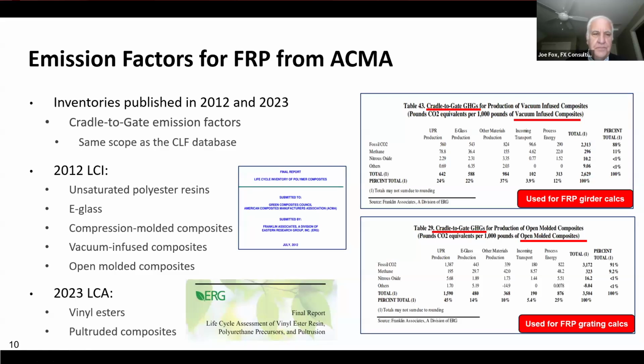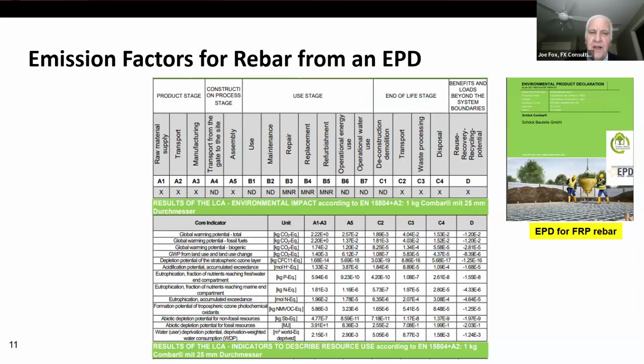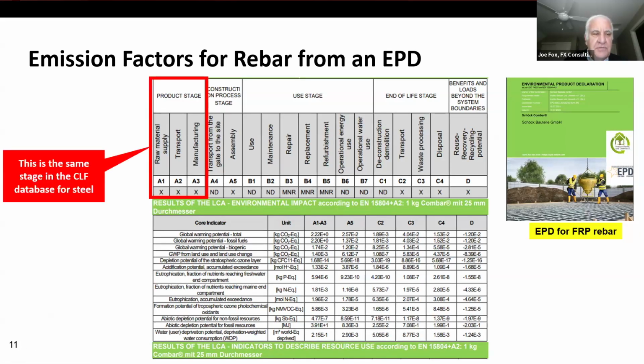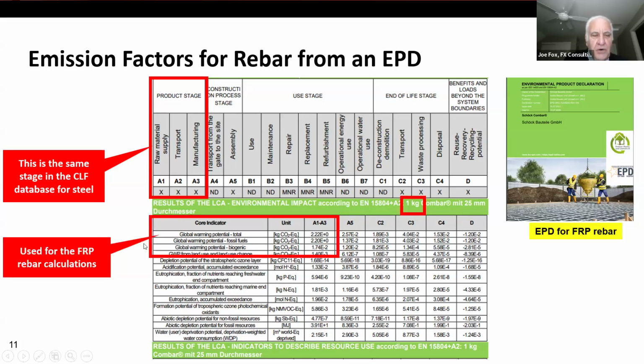You can also get emission factors for FRP from an EPD, and this is an environmental product disclosure for FRP rebar from Schock, which is a German company. I've copied this table here, and I'm just going to highlight two parts of it. First of all, we're talking about the product stage, and this is the same stage as in the CLF database for steel. And here are the kilograms of CO2 equivalents that I use for the FRP rebar calculations that you will see very soon.